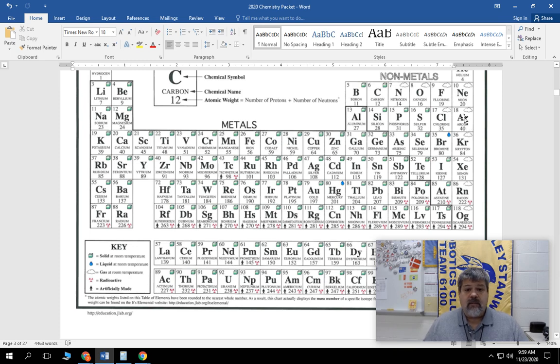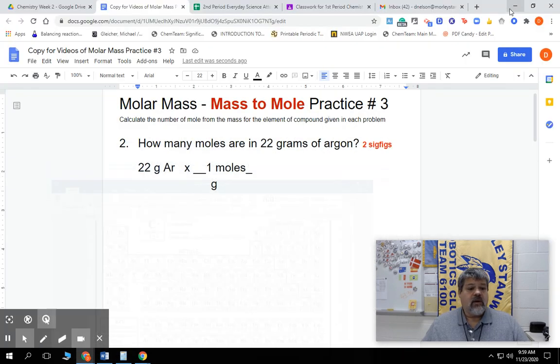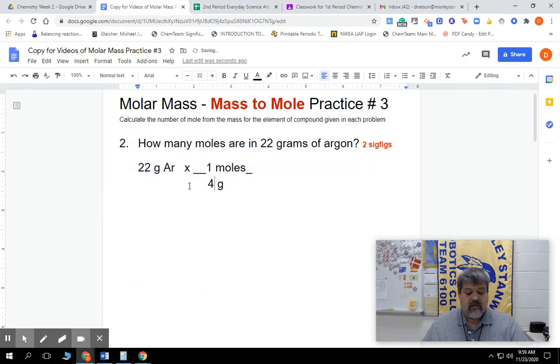So 40 grams of argon equals 1 mole. So let's go back to our question. We're going to put 40 in right there, and then I'm going to take this right here and underline it. I'll get rid of anything else that's over there. And so now we have 1. So 1 mole of argon, and we should put argon in all of this right here. Argon equals 40 grams of argon.